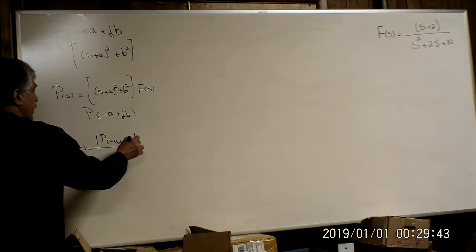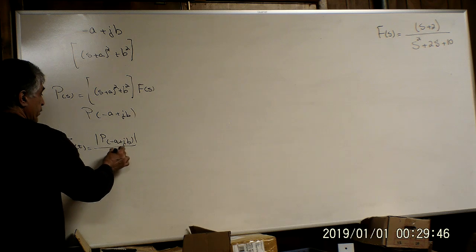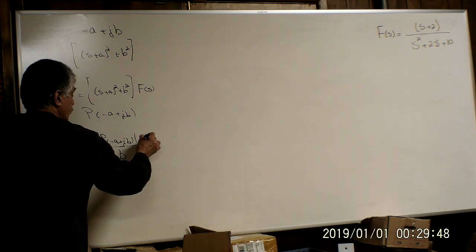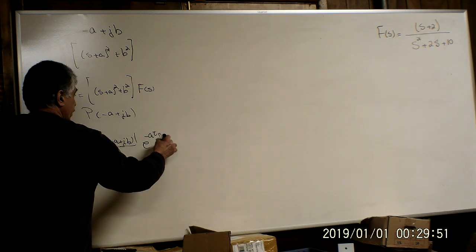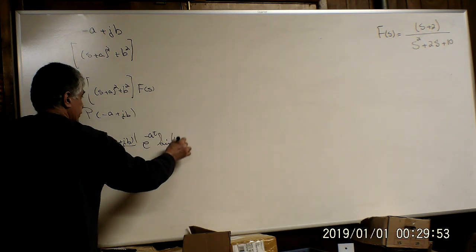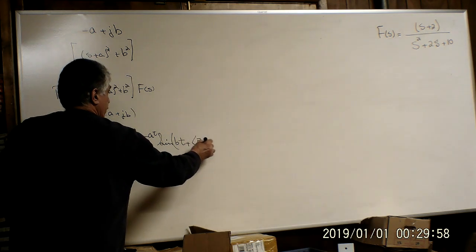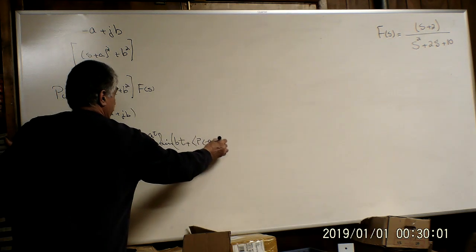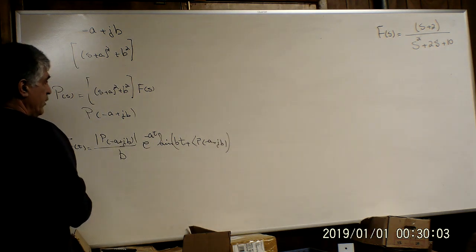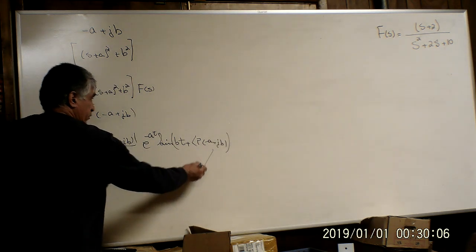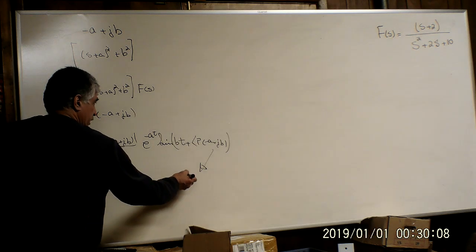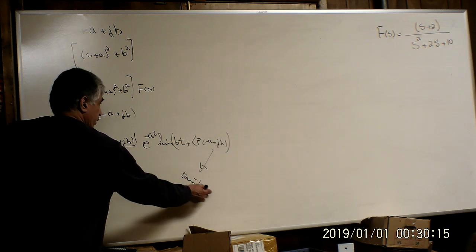divided by b, multiplied by e to the power minus at, sine of bt plus the argument of P(minus a plus jb), where the argument of P(minus a plus jb) will be the tangent inverse of b divided by a.